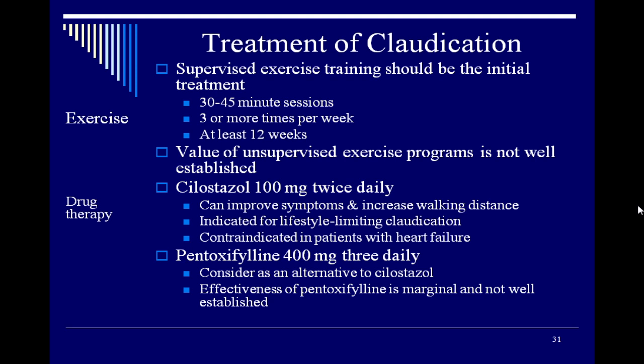Treatment of claudication. Supervised exercise training should be the initial treatment: 30-45 minute sessions, 3 or more times per week, at least 12 weeks. Value of unsupervised exercise programs is not well established. Also, we can give cilostazol 100 mg twice daily. It can improve symptoms and increase walking distance.